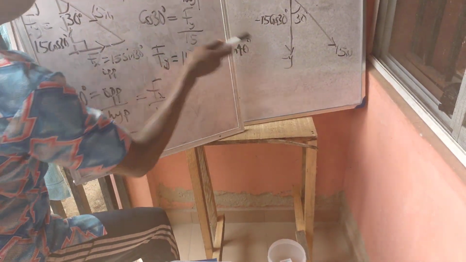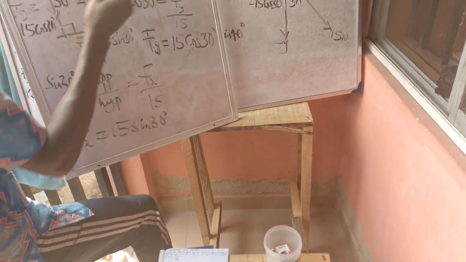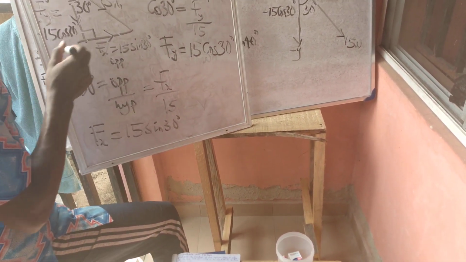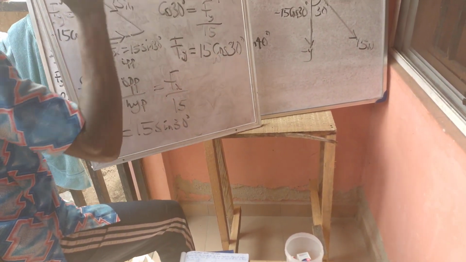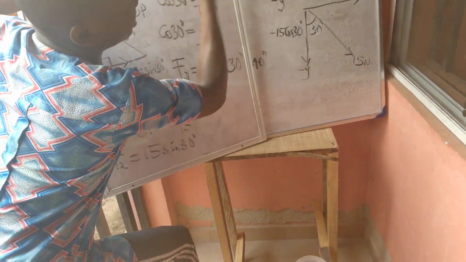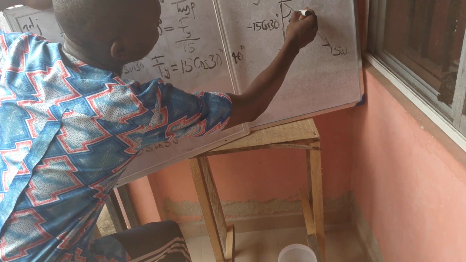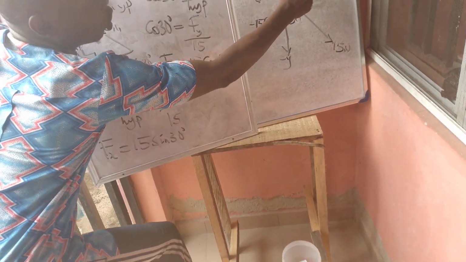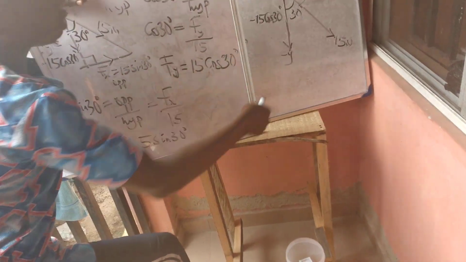Of course it is negative. Why? Because it is acting vertically downwards, so we have the negative sign. Right, so the bone of contention is this: whenever the angle of inclination is towards the horizontal, certainly that horizontal component becomes the cosine of the angle, and the vertical becomes the sine of the angle.